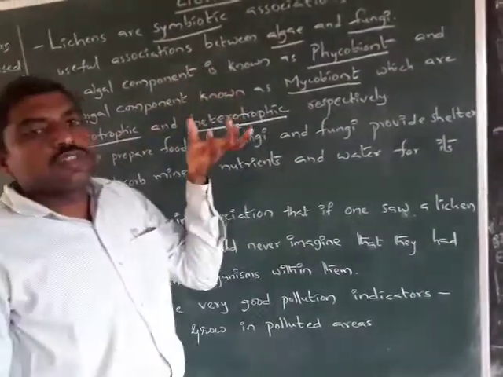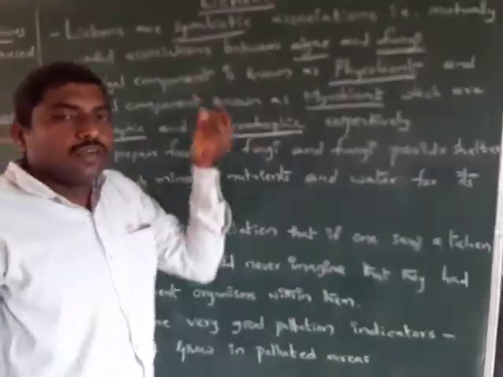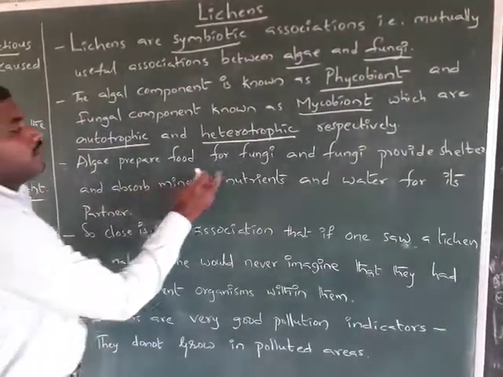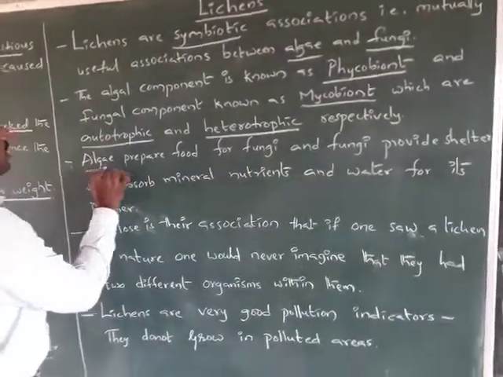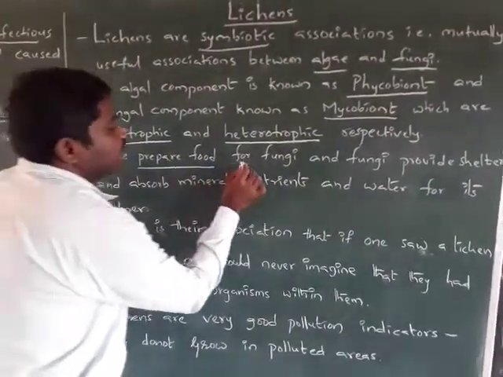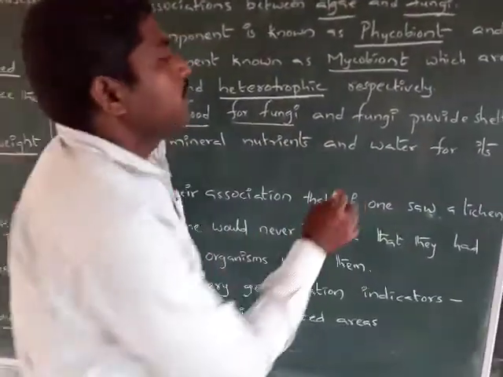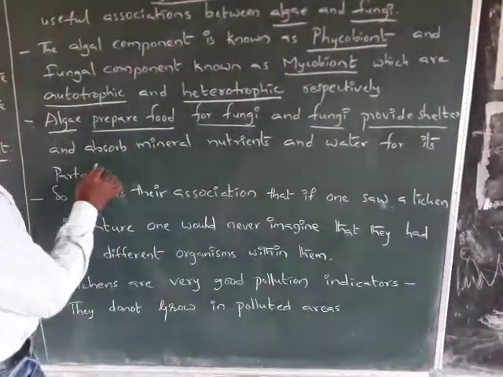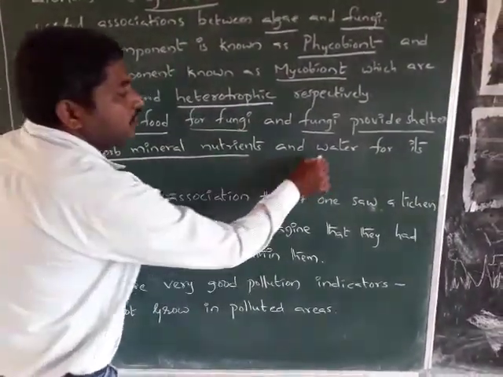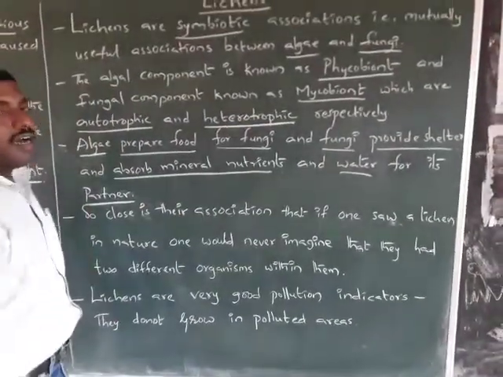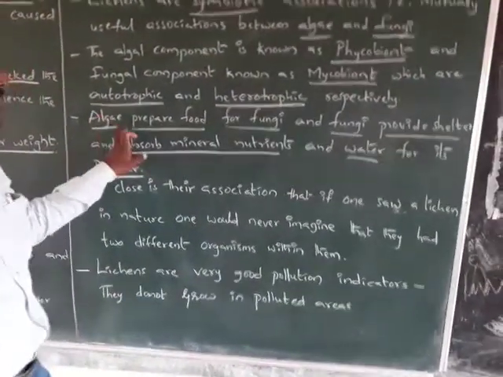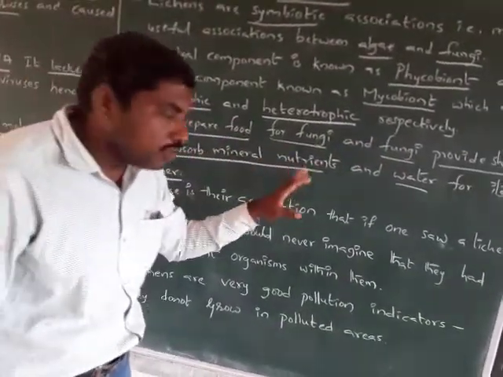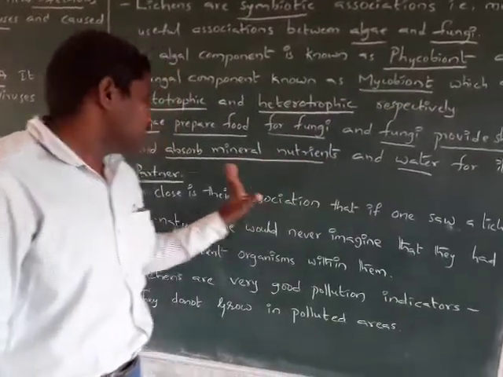Lichen is nothing but an association of algae and fungi. The algae prepare the food for the fungi, and the fungi provide the shelter and absorb the mineral nutrients and water for its partner, that is the algae.